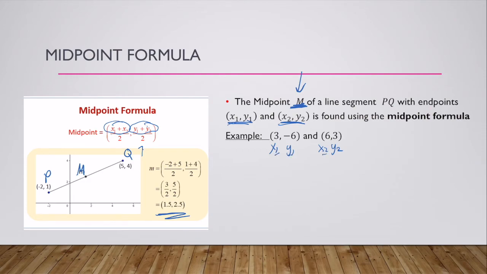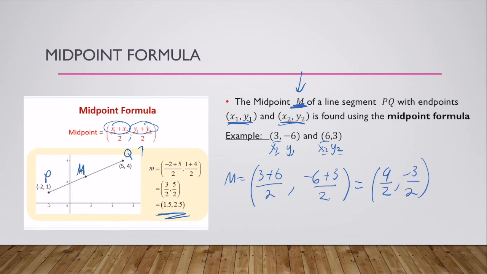So to find this midpoint, I'm going to add my x's, so I got 3 plus 6 over 2, comma, because remember this midpoint is an ordered pair, negative 6 plus 3 over 2. That gives me 9 halves, comma, negative 3 halves. And I'm going to leave them as a fraction because that's what I prefer to do. But I know in this example they were converted to a decimal.